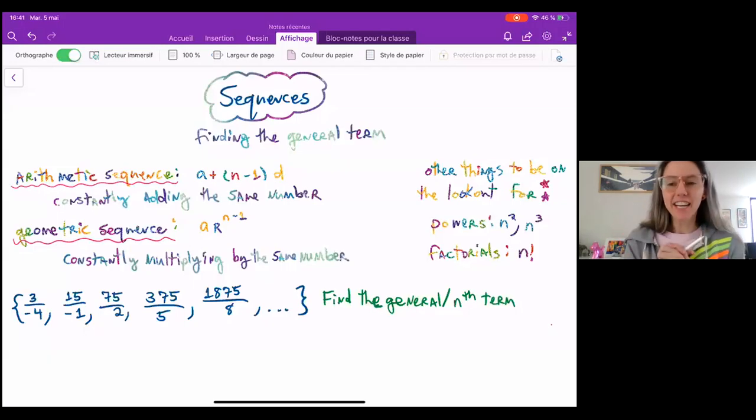Hi guys, Audrey here. So today we're going to talk about sequences. Specifically, we want to talk about finding the general term of sequences. So we have some tips that help us to do this.